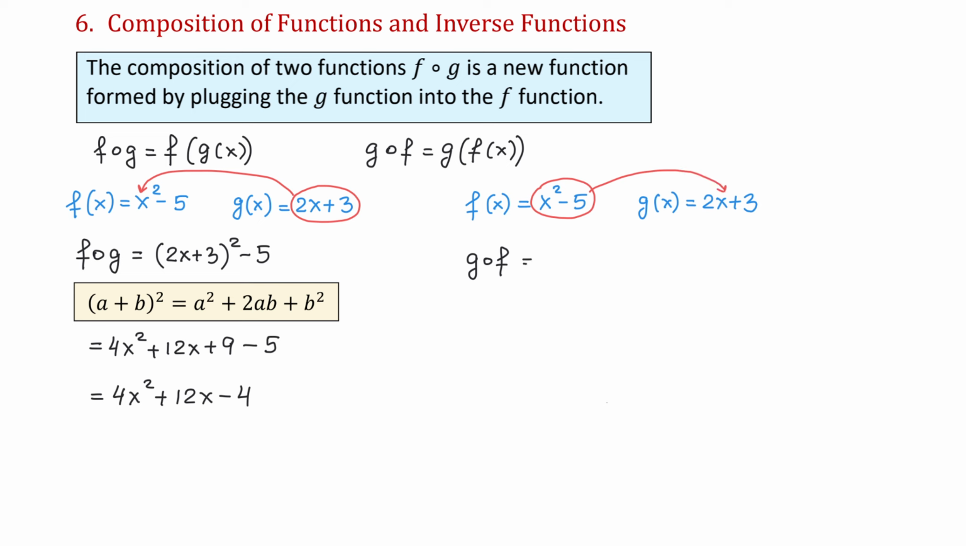So now we will take the f function and we will replace the x in the g function. So in the g function, first we will bring down 2, then in place of x we will write x squared minus 5, then plus 3. And if we distribute, we will get 2x squared minus 10 plus 3, which equals 2x squared minus 7. So this is the composition of f and g, but this is the composition of g and f.